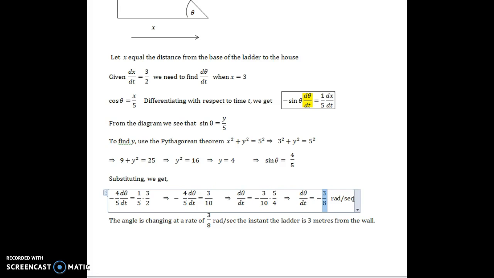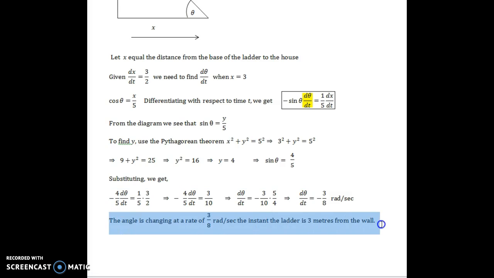Now units are not really important here. If you leave them out, that's fine. And I actually usually write a sentence at the end. That's optional. You don't need to do that. But it's basically stating the solution to the question.